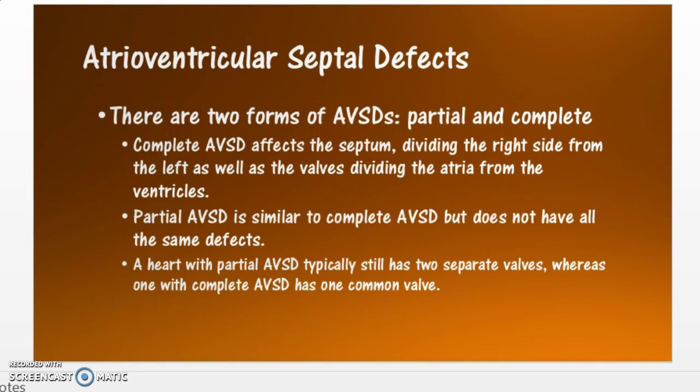There are 2 forms of AVSDs, partial and complete. A complete AVSD affects the septum, dividing the right side from the left, as well as the valves, dividing the atria from the ventricles. A partial AVSD is similar to complete AVSD, but does not have all the same defects. A heart with partial AVSD typically has 2 separate valves, whereas one with complete AVSD has 1 common valve.